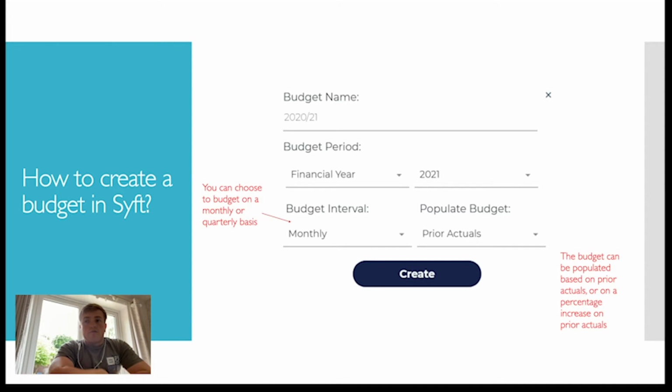In terms of pre-populating the budget, you can select whether you'd like to base this on prior actuals, which will be the information that comes through from QuickBooks from the same period of last year, or on a percentage increase on prior actuals, in which you'll be able to define a percentage by which you predict your income and outgoings to increase for your next budget period.